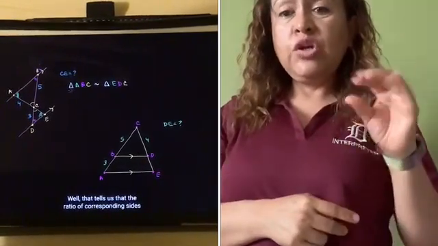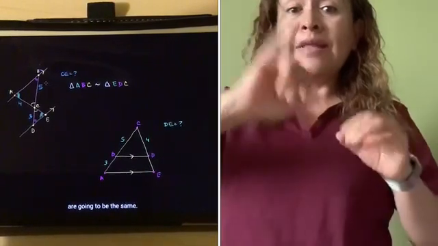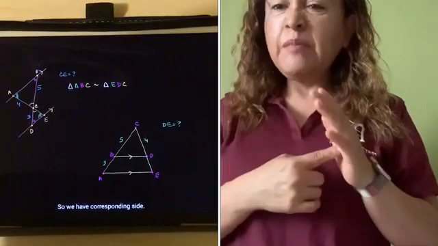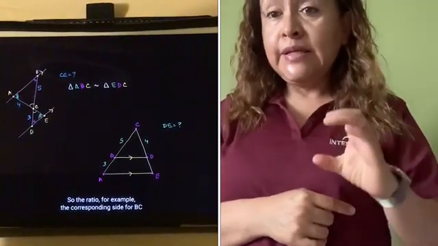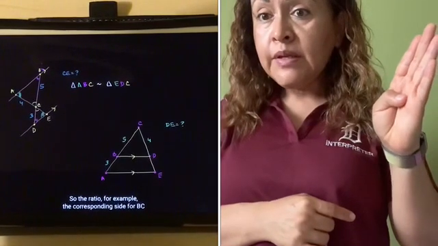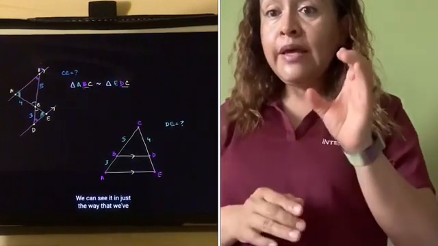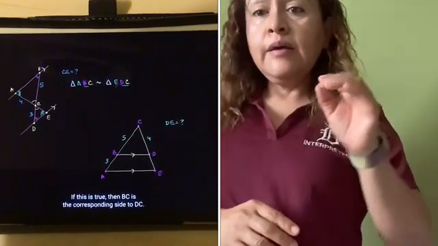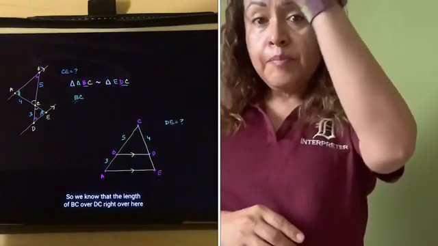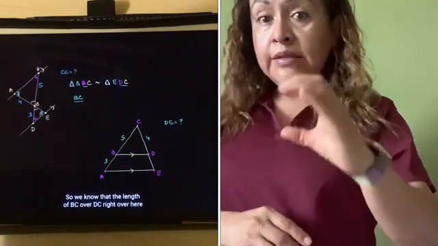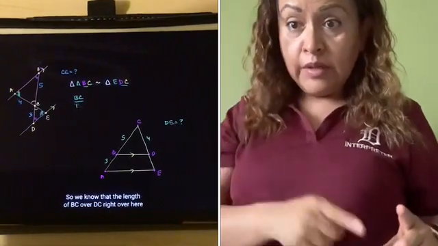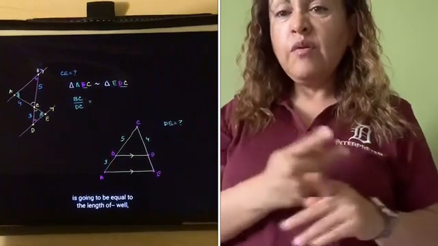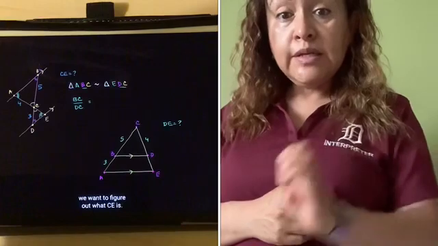Well, that tells us that the ratios of corresponding sides are going to be the same. They're going to be some constant value. The corresponding side for BC is going to be DC. We can see it just from the way that we've written down the similarity. If this is true, then BC is the corresponding side to DC. So the length of BC over DC is going to be equal to the length of, well, we want to figure out what CE is. That's what we care about.